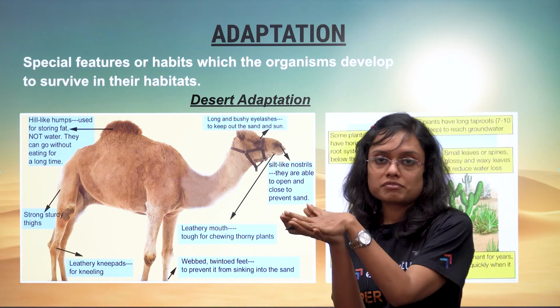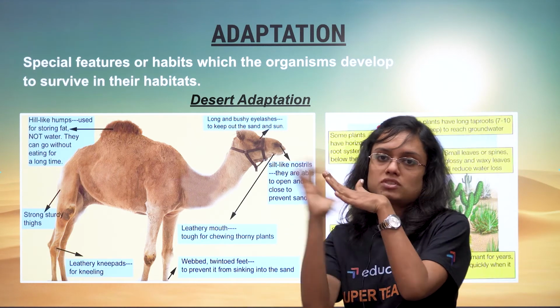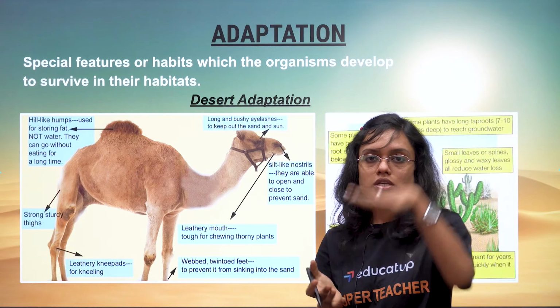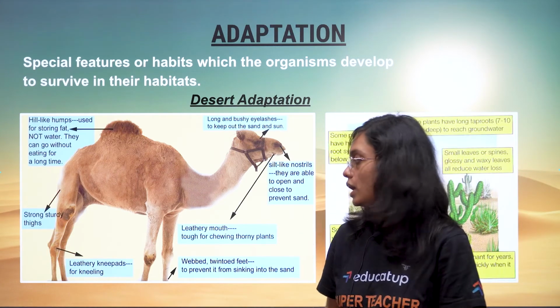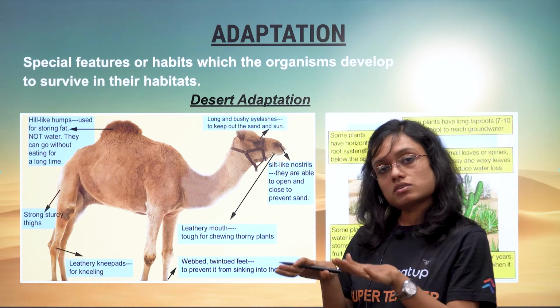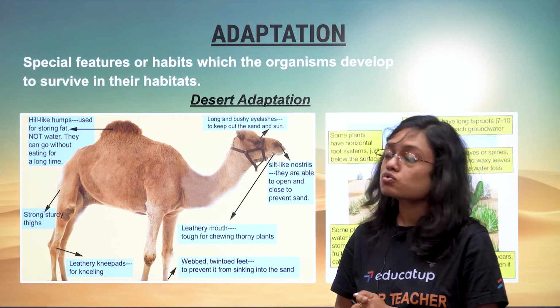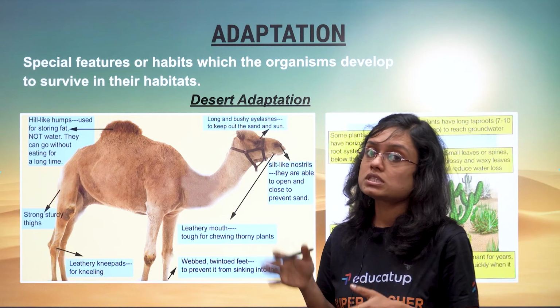आपने देखा है camel के foot कैसे होते हैं? एकदम पूरा पंजा एक संग होता है. क्यों? Because it should not sink inside the sand. It can walk easily on the sand. Then leathery knee pads for kneeling, so that it can kneel down easily, and strong sturdy thighs so that it can move easily on the sand.